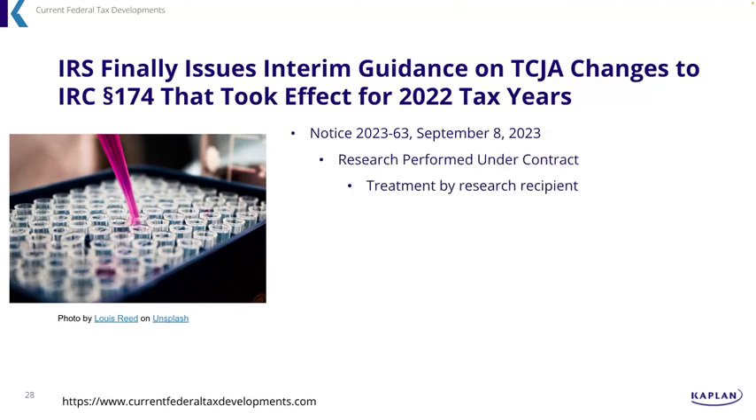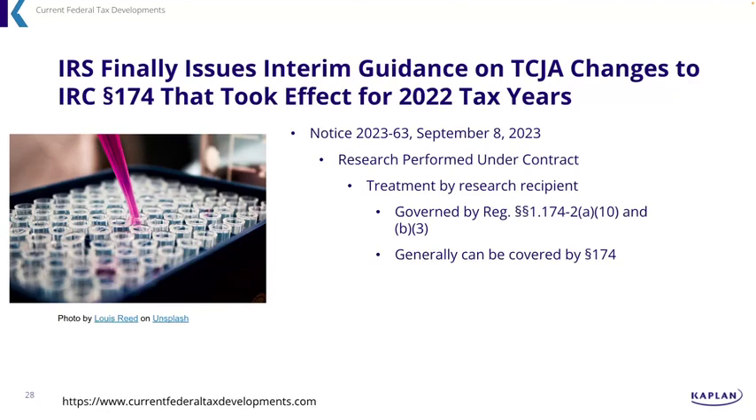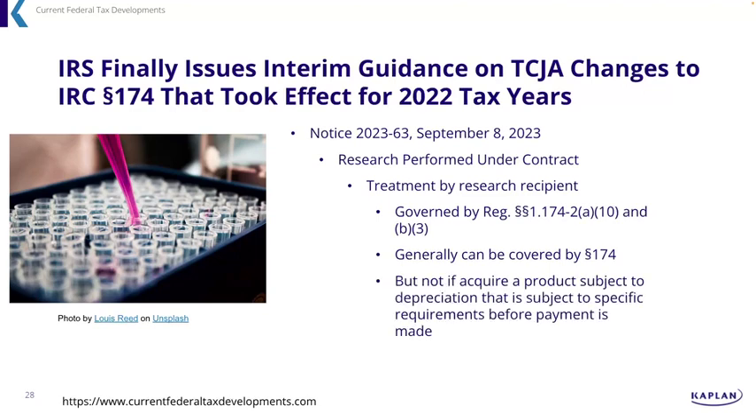Now, what about costs incurred by the research recipient, their costs incurred? We're going to govern those by existing regulations 1.174-2(a)(10) and (b)(3), right, in that background. And quite often you're going to find they generally can be covered by that, some exceptions. But if you acquire a product subject to depreciation that is subject to specific requirements for payment is made, then it's not a research thing.